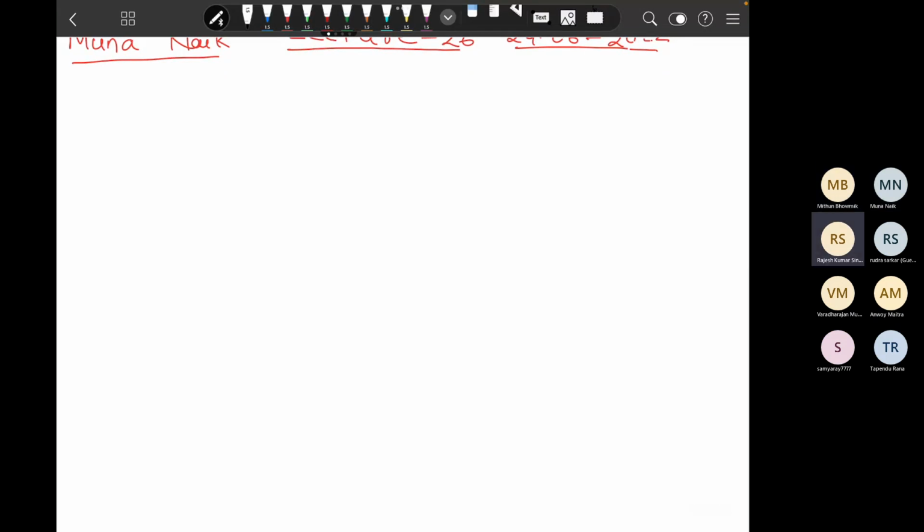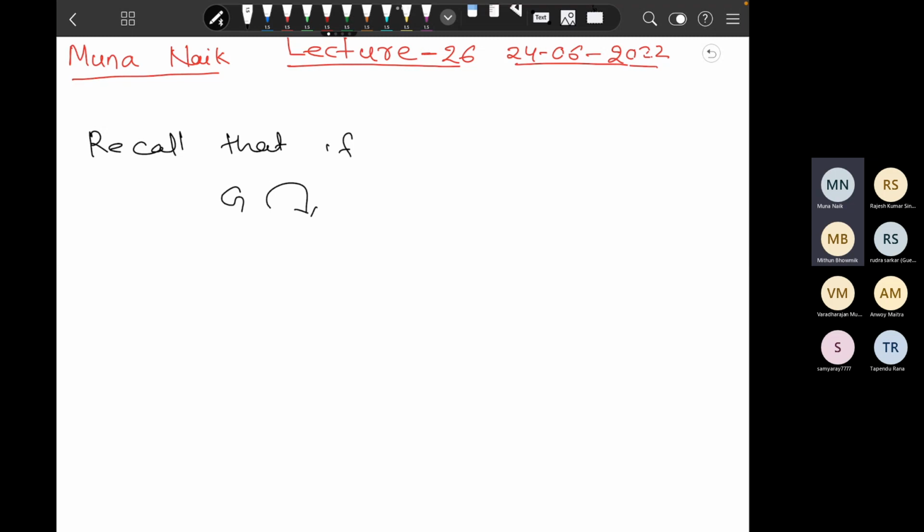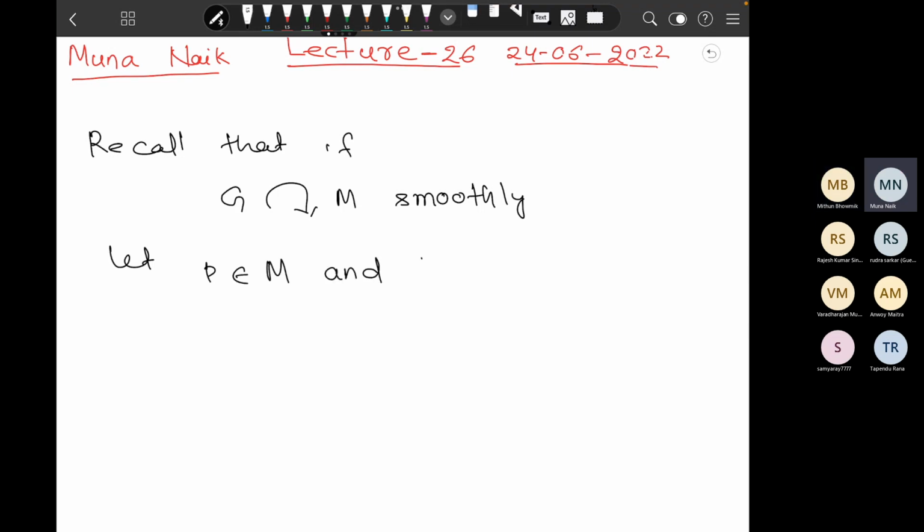Yeah, recording started. Okay. So welcome back to lecture 26 on Riemannian symmetric spaces. Recall last time we defined the isotropy representation. So recall that if G acts on M smoothly, let p belong to M and H equal to the stabilizer of p inside G.